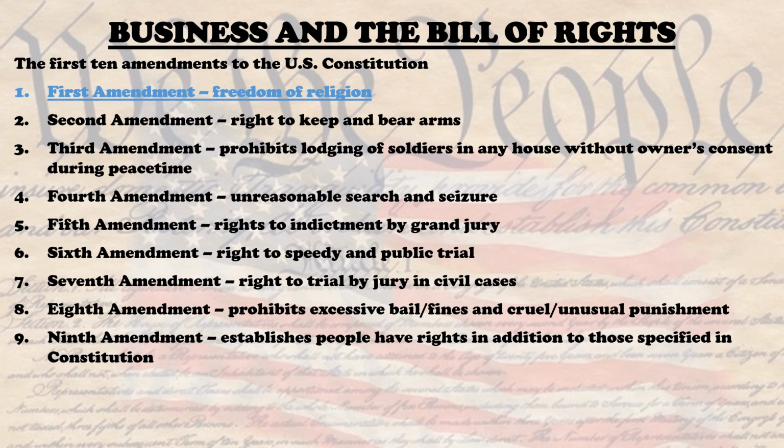The Ninth Amendment establishes that people have rights in addition to those specified in the Constitution. Right? This is where all of our privacy rights tend to come from. There's no place in the Constitution that says you have the right to privacy, but it's inferred from the Ninth Amendment. And once again, the 10th Amendment establishes that any power not expressly granted to the federal government is reserved to the states.